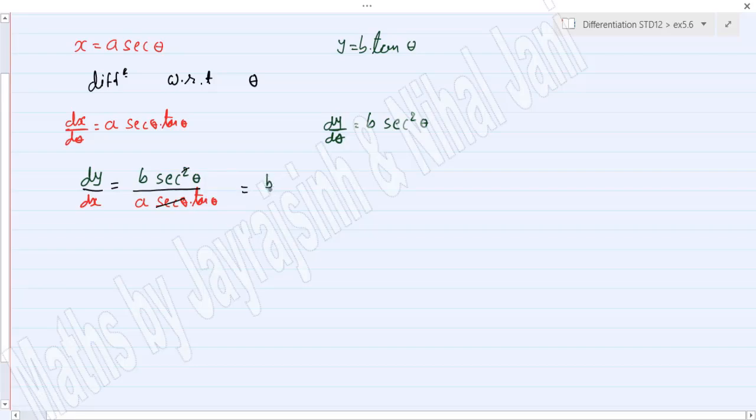This b by a will be as it is, and let's convert sec and tan in terms of sine and cos. One power of sec theta can be converted into 1 upon cos theta, and tan theta will be the ratio of sine theta upon cos theta. So your cos will cancel out, and finally you will get b by a into 1 upon sine theta, or we can say cosec theta. This is your final answer.